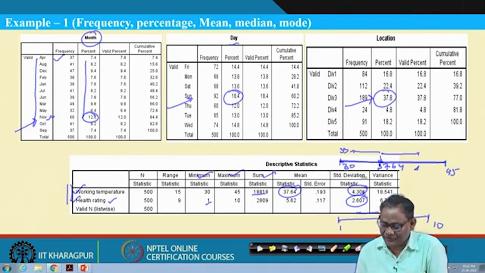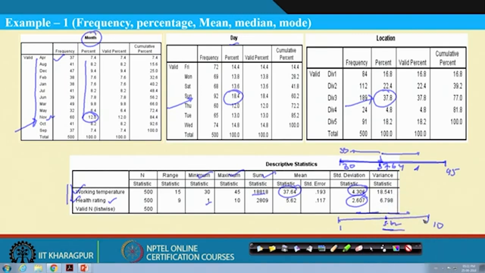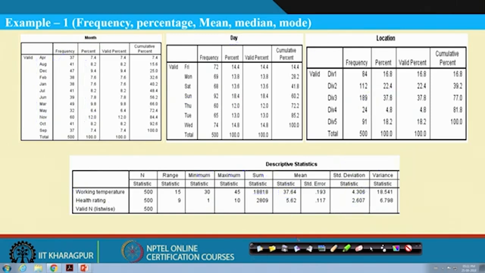And working temperature, if you see that mean value is 37.64, it may be okay. And from the health rating point of view, it is basically 5.62, which is in the middle value, but it is not good because it should be at a higher level. So in that sense you have to understand. That means I can say the health rating is not good, so their health needs to be improved. Maybe health ultimately leads to safety problems. Okay. So this is the logic of doing this kind of descriptive analysis.